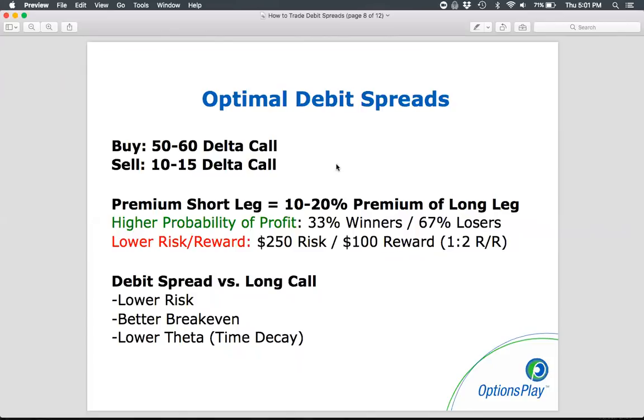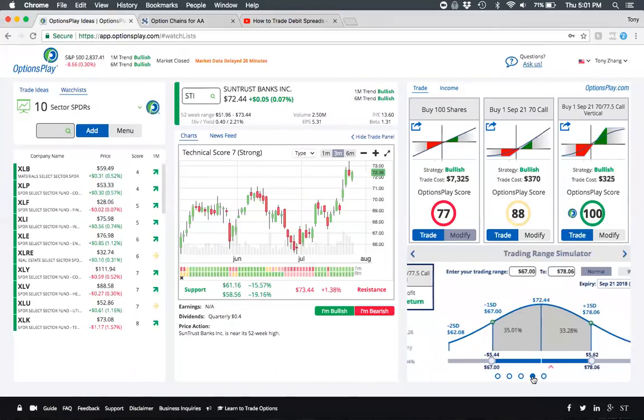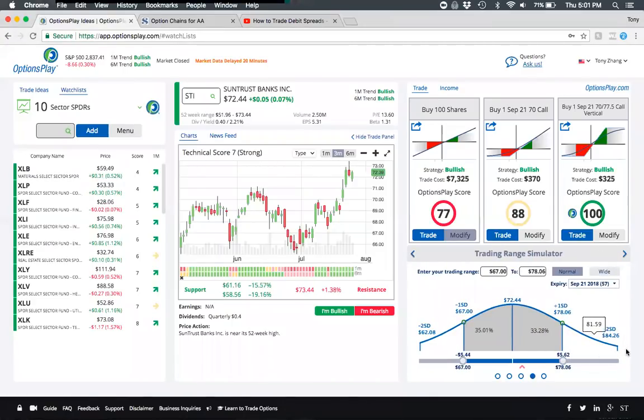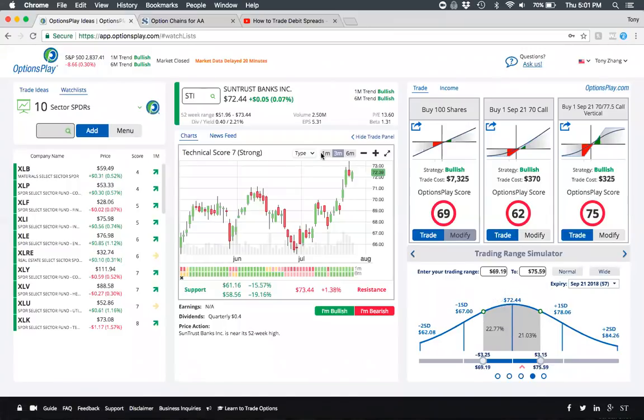Barry's asking, does the platform provide probabilities of closing under or over a target price? So great question, Barry. On our platform, we have what's called a trading range simulator. What we do is we actually provide the probabilities of a stock being within a range and outside of that range. So if you have a specific price that you think the stock's going to be in, we'll recalculate those probabilities so that you can calculate the outside probabilities as well. It's not an exact thing that you're looking for, but we do have those numbers.